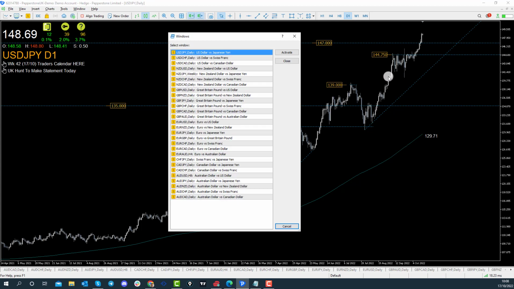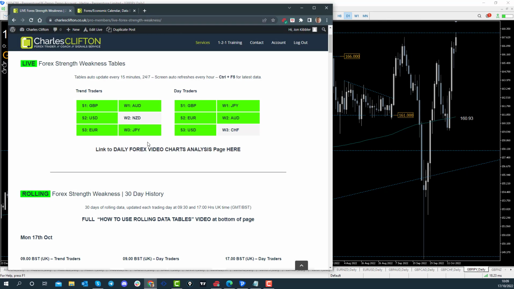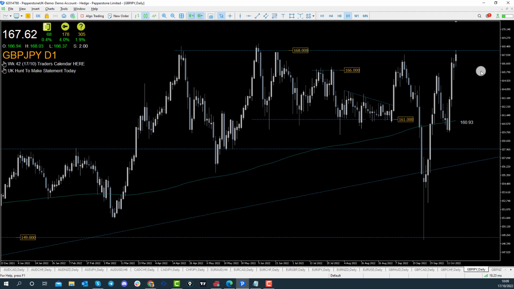That being said, let's move on to pound yen. So why are we focusing on pound yen? You can see that pound is topping both tables for strength and the yen is on the weak side of it. W1 on our day traders table showing us that the lower time frames are saying that the yen is the weakest currency. Now, we talked about pound yen last week.